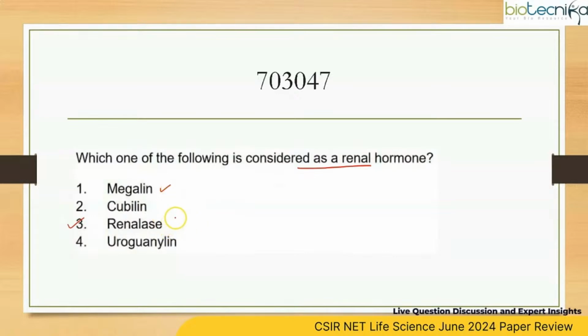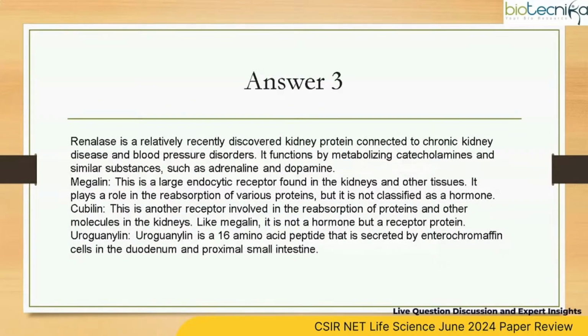Let us see the other hormones and their characteristics, the other molecules that are involved. So renalase over here, it is a relatively recently discovered kidney protein, okay, connected to chronic kidney disease and blood pressure disorders. What it does, it functions by metabolizing the catecholamines, that is epinephrine, norepinephrine, and similar substances such as adrenaline and dopamine. So it is a recently discovered renal protein, okay, and it is a hormone that will regulate the blood pressure disorders.